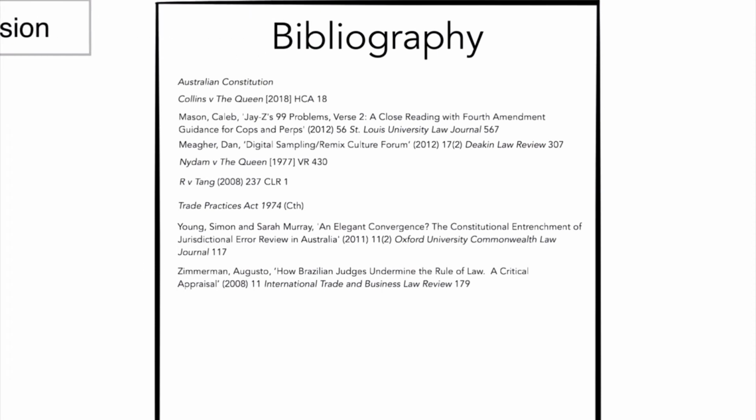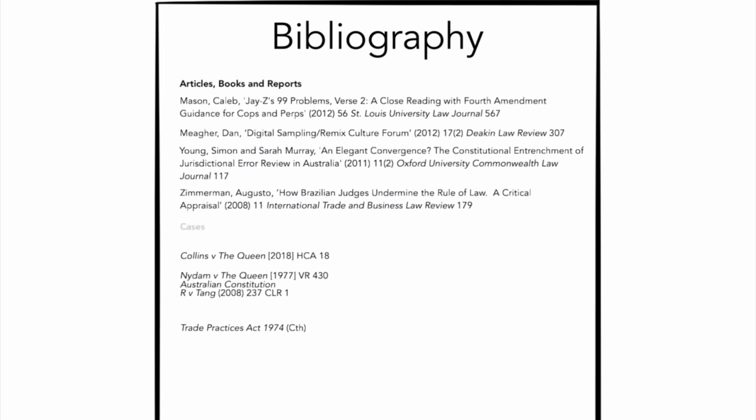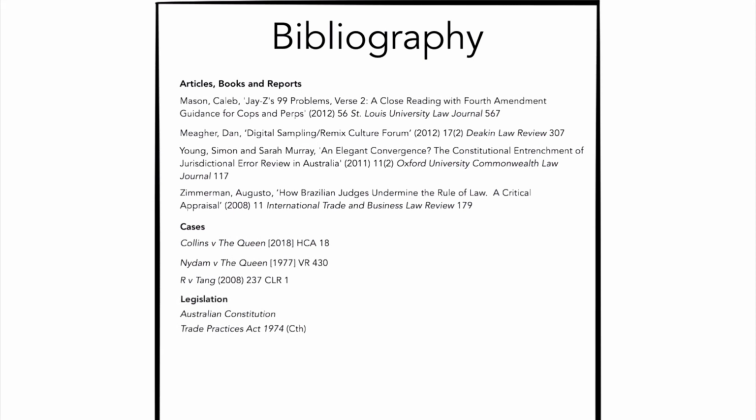Every source you rely on, even if you don't cite it in the footnote, should appear in your bibliography. This is divided into 5 sections: articles, books and reports, cases, legislation, treaties, and other. You can leave out any section if you don't have any of that kind of reference.